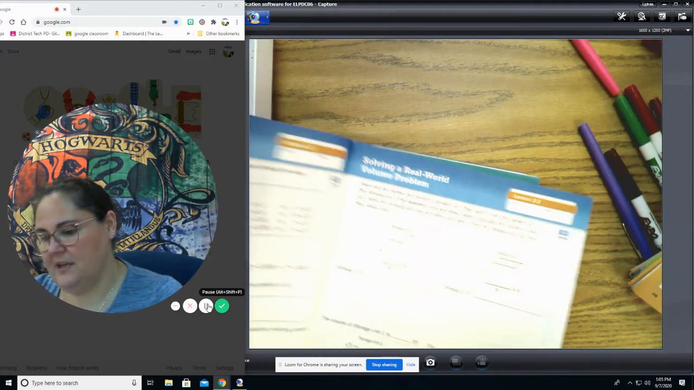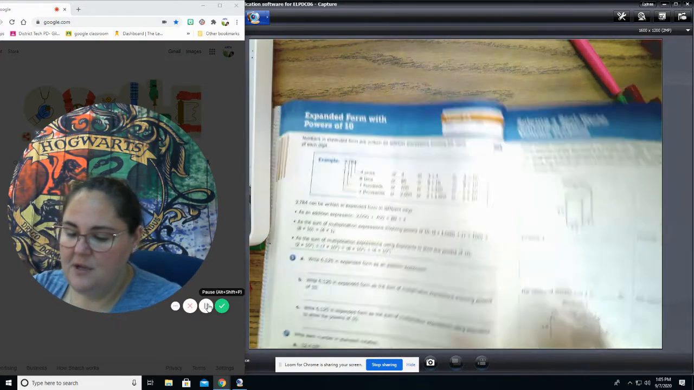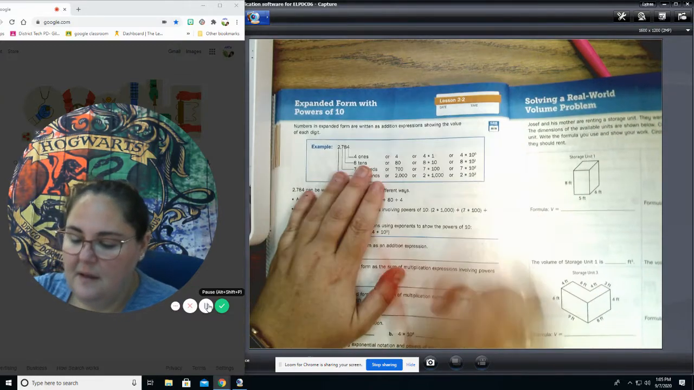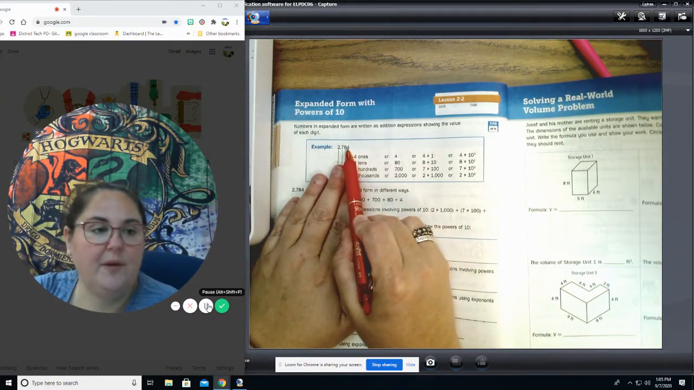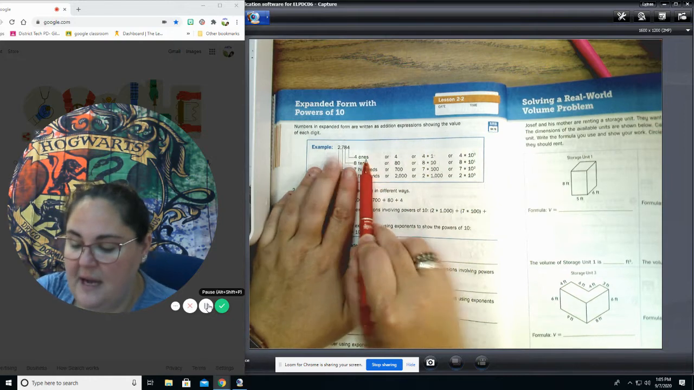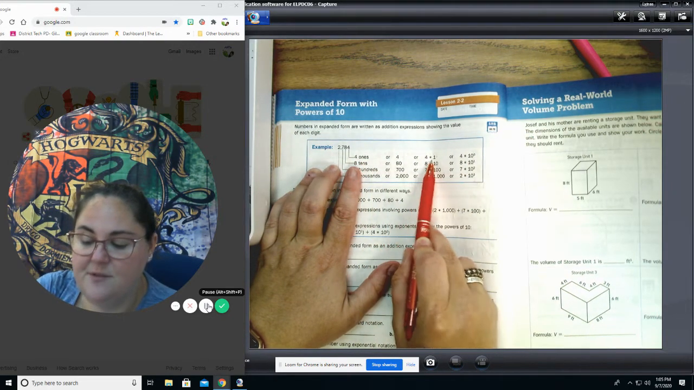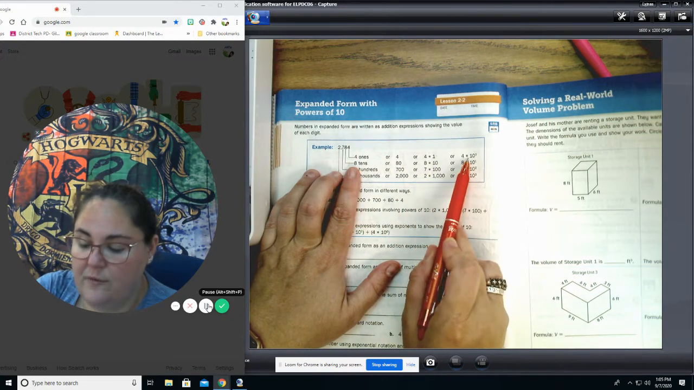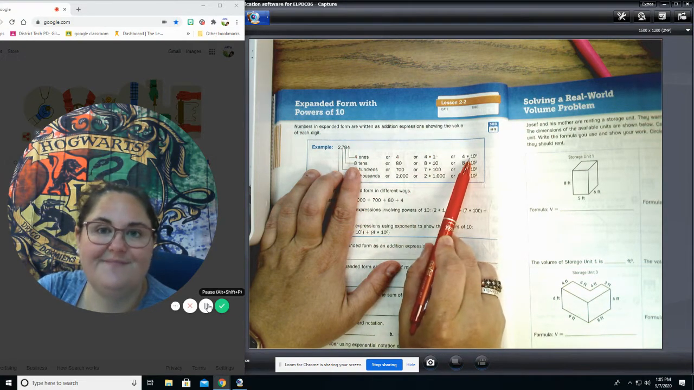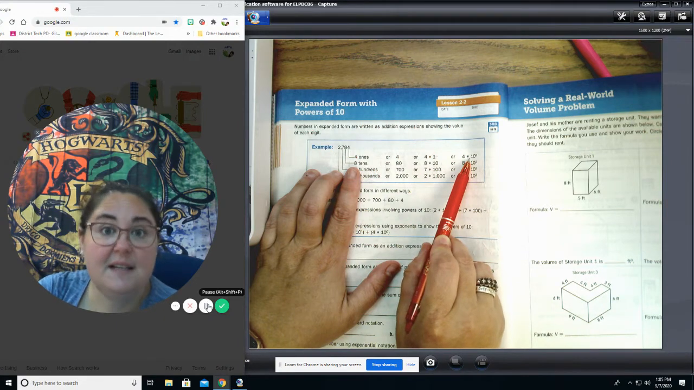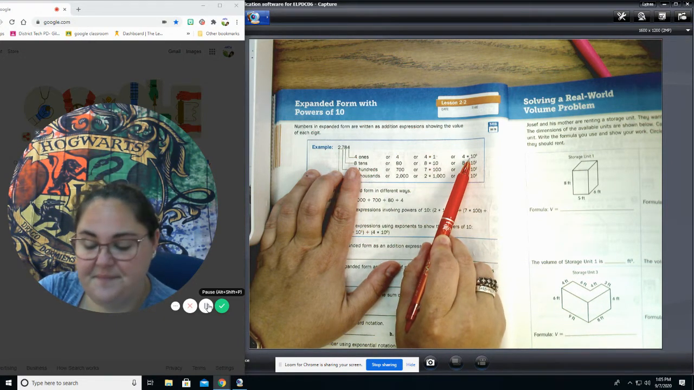We're going to talk about expanded form using those powers of 10. Looking at this example, my number 4 is in the ones column. So that could be 4 times 1, or 4 times 10 to the 0. Remember I told you there are 3 different ways to write this problem out? This shows you all 3.